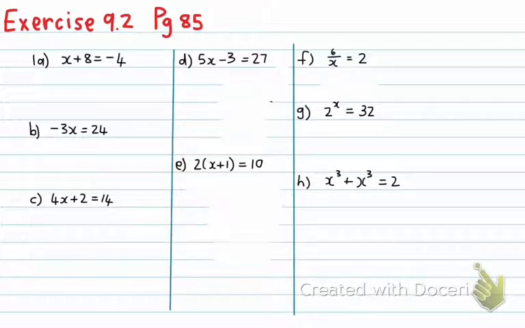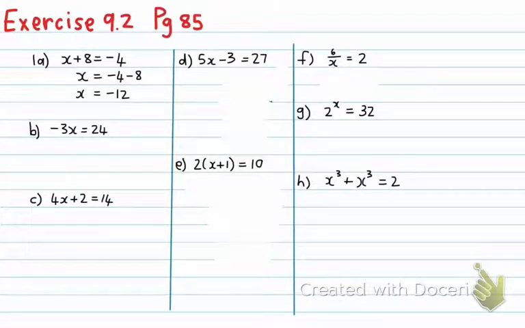Okay, so you had number 1a for homework. Let's quickly look at that equation. It's x plus 8 is equal to negative 4. Now we have to solve for x, so you have to get x alone. So that positive 8 on the left-hand side, I'm going to take to the right-hand side, and then it's going to change its sign, so it's going to become a negative 8. And minus 4 minus another 8 is negative 12.